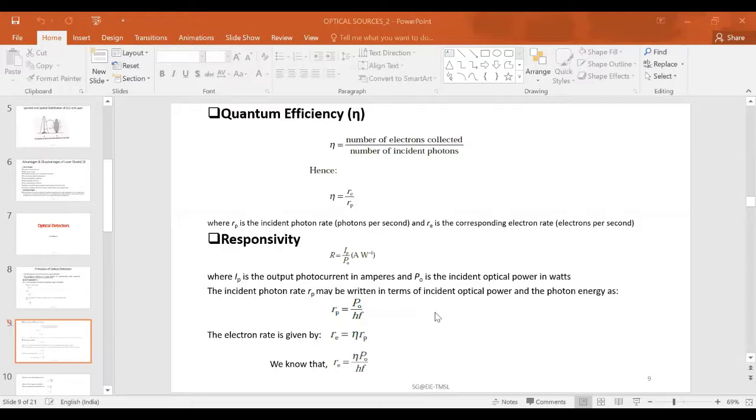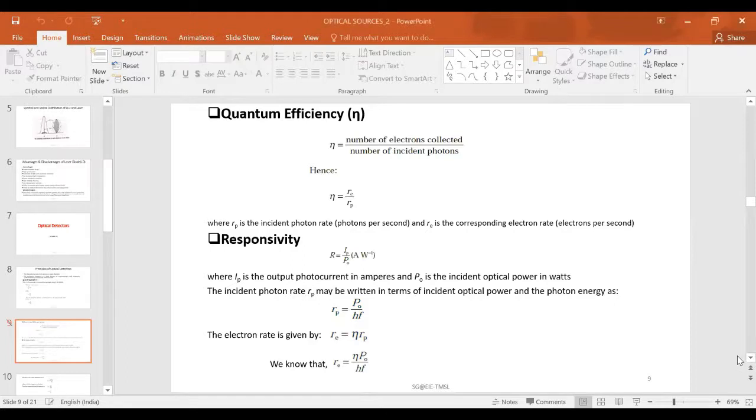And this relationship for responsivity may be developed to include the quantum efficiency. Last, we have found the formula, and also the equation using the photon energy, and with the help of these two equations you can write it down. This RP, we can calculate the RP value. Now the electron rate, given over here by this equation, we can calculate the RE value, which is eta P0 by hf.